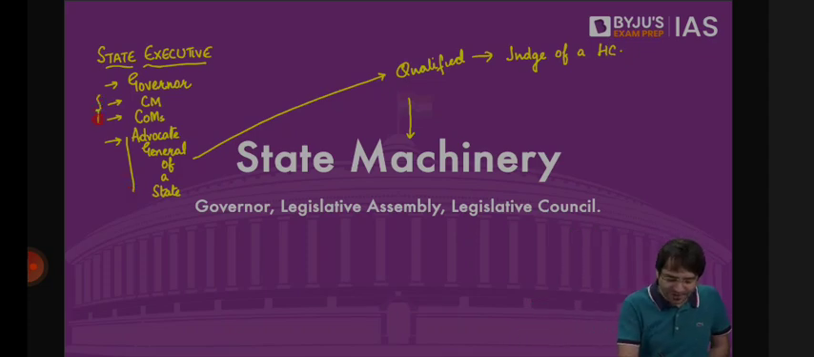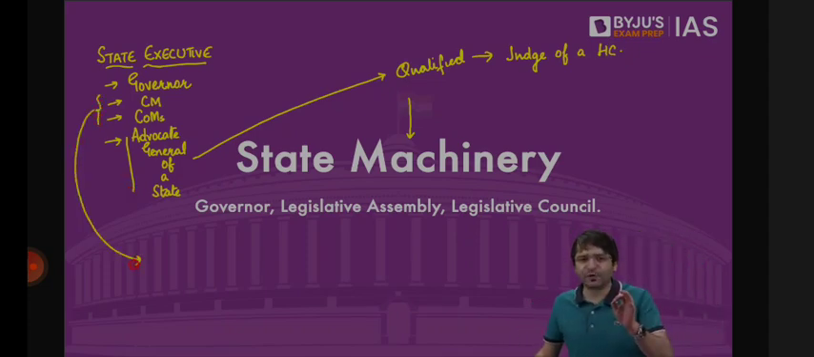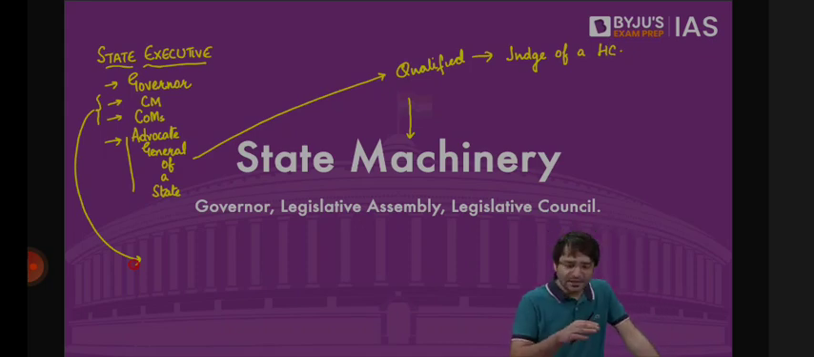Similarly, we have chief minister and council of ministers. Whatever is true for prime minister at the central level, council of ministers at the central level, that holds true for chief minister and council of ministers at the state level. What are these important facts? After the election is over, the governor has to appoint the chief minister. And in appointing the chief minister, the governor has a discretion, which we will discuss today.